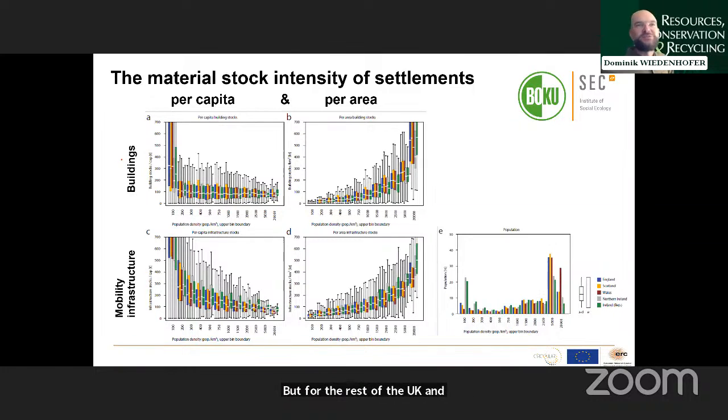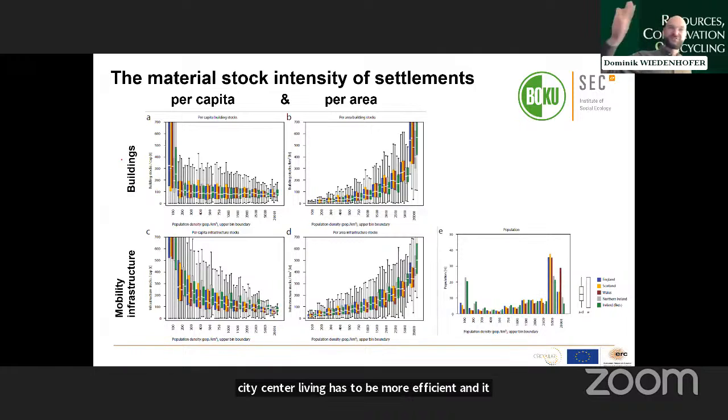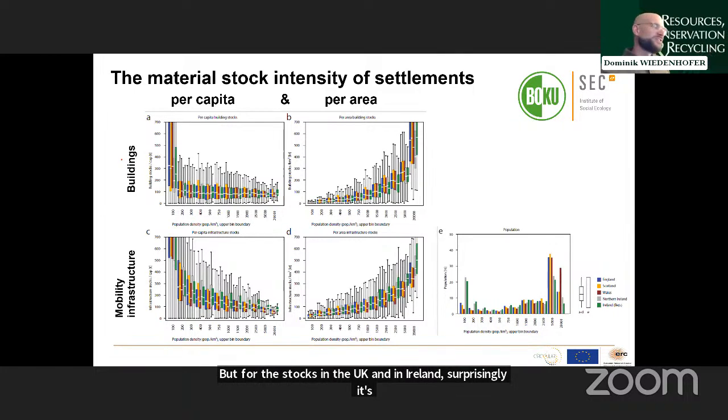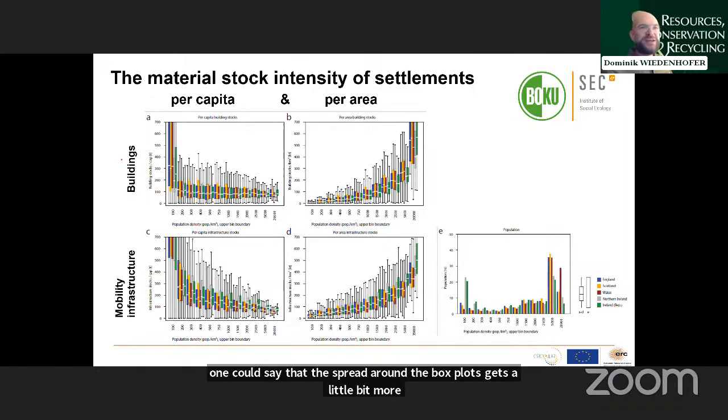But for the rest of the UK and Ireland, it's actually really flat. And I was surprised. I always thought city center living has to be more efficient. And it actually is for a lot of energy flows and greenhouse gases. But for the stocks in the UK and in Ireland, surprisingly, one could say the spread around the box plots gets a little bit tighter, so to say. But in the end, very similar pattern.